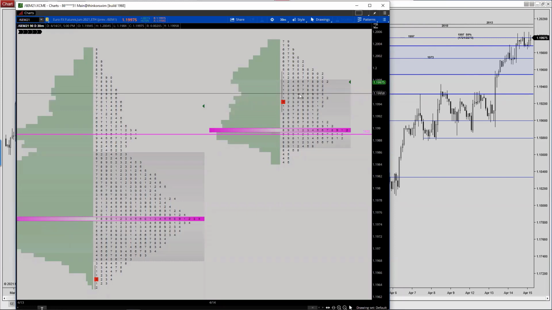You see these threes here, and you can see that we spent some time here. The most amount of time, you can see where the value is right now, the developing point of control, is just right here at 1989. So the developing point of control right now is essentially 9 pips lower. So if the market goes and drops back.